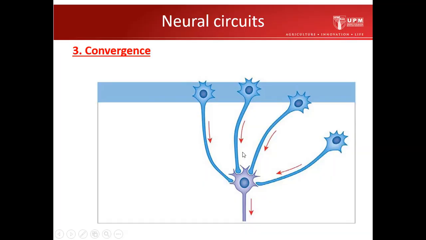The third one is convergence. Convergence is a mechanism for providing input to a single neuron from multiple neurons. From this picture you can see several neurons synapsed on a single postsynaptic neuron. Through convergence, the same motor neurons can be subject to both conscious and subconscious control.